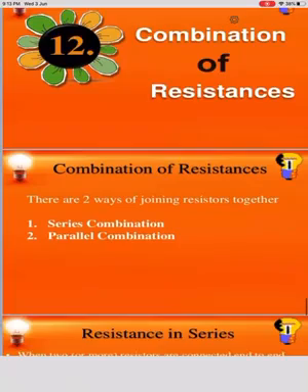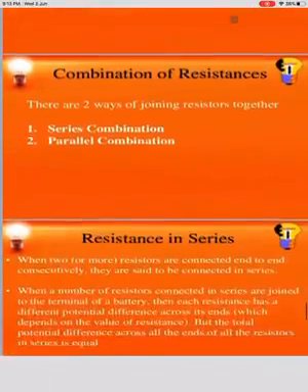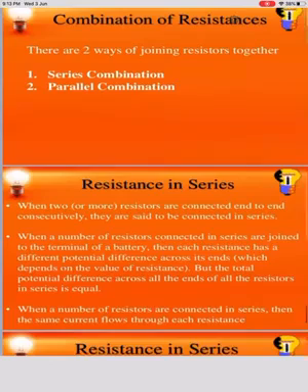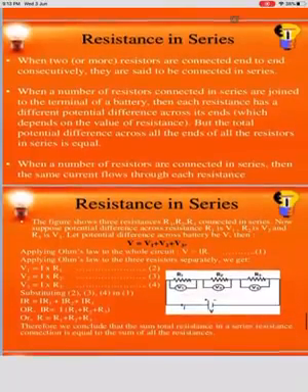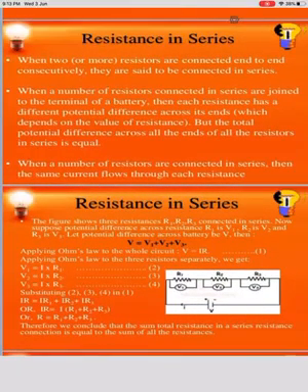After that we learn the combination of resistances. There are two kinds of combination of resistances: one is series combination and another is parallel combination. What is a series connection? When two or more resistors are connected end to end continuously, they are said to be connected in series.